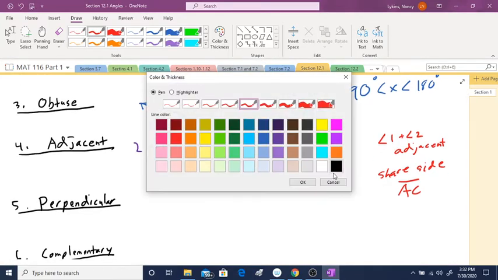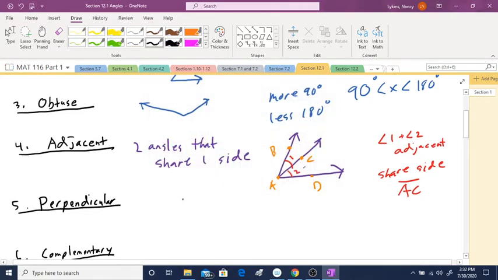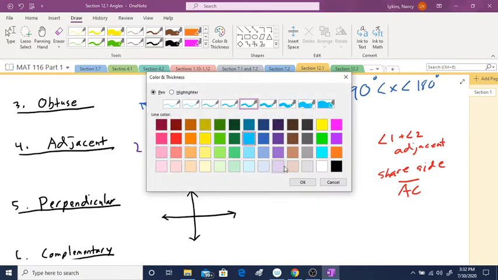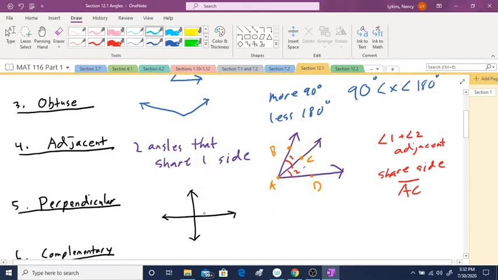Okay, perpendicular. Think of an intersection. You can also think about, if you've ever had graphing in school, think of graphs. What they do is they actually form, look at this, 1 right angle, 2 right angles, 3 right angles, 4 right angles.